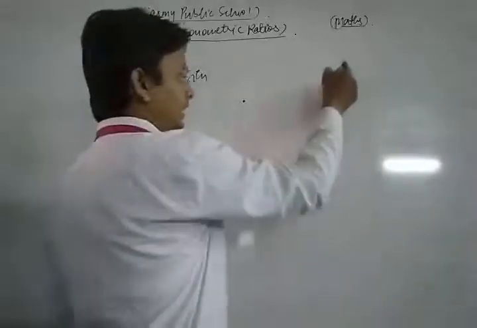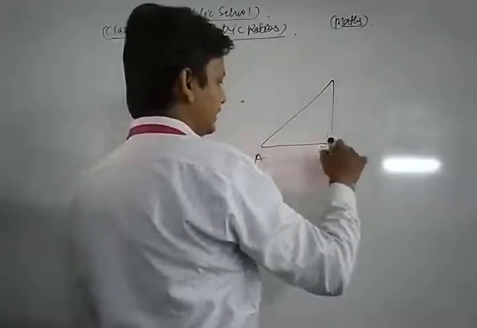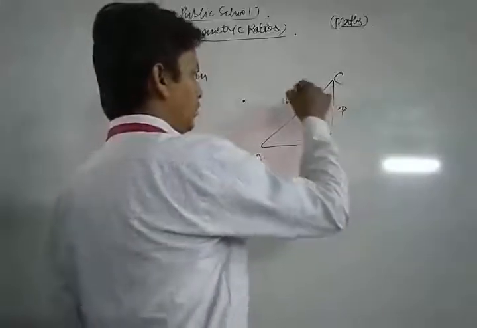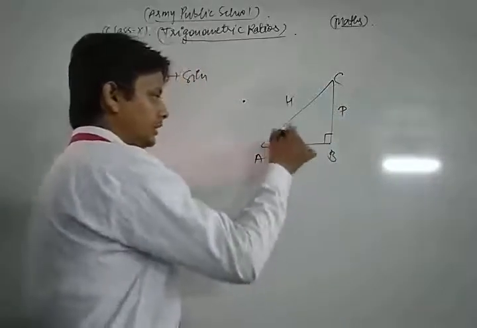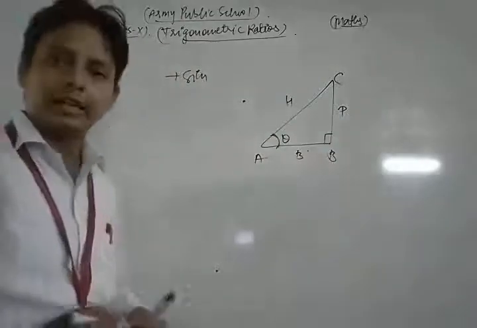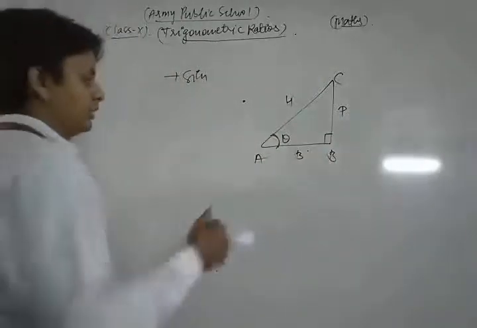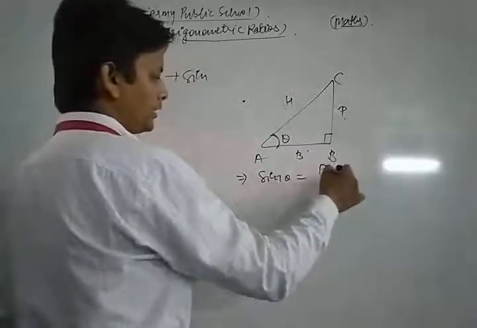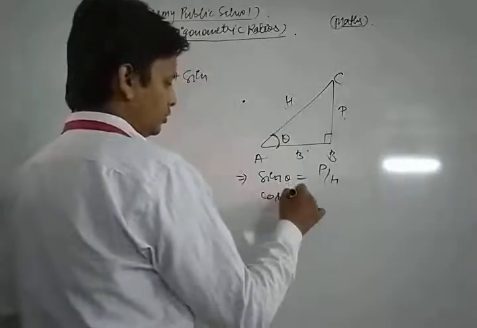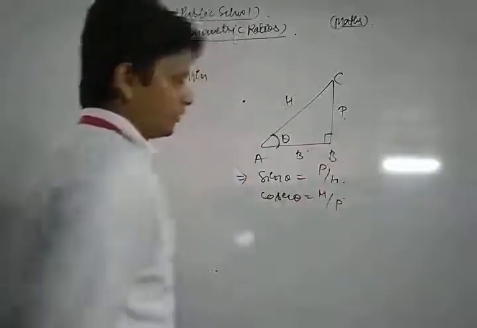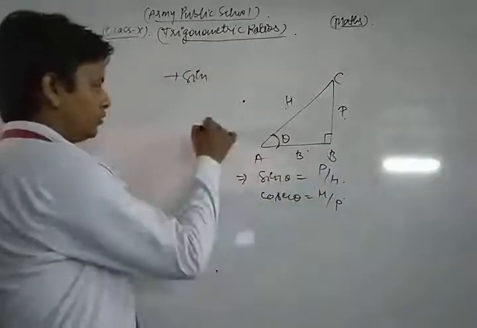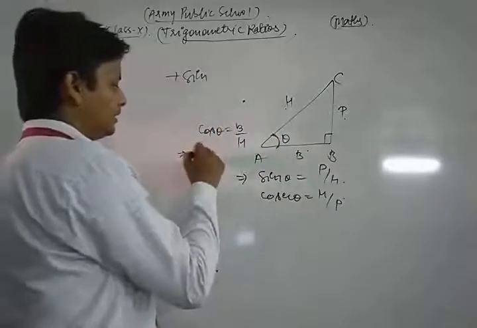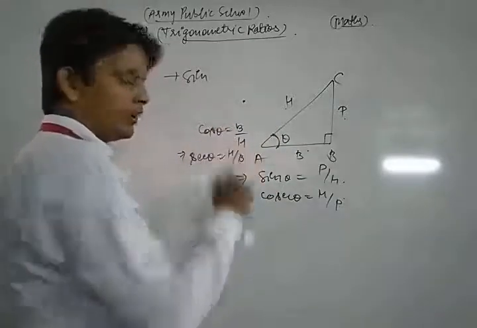And you know that for any right angle triangle ABC, right angle at B, this is your perpendicular, this is your hypotenuse, and this is your base. Suppose the angle A is theta. Then you know that sine of angle theta is equal to perpendicular upon hypotenuse, and cosec theta is equal to hypotenuse upon perpendicular. Similarly, cos theta is equal to base upon hypotenuse. This implies that sec theta is equal to hypotenuse upon base.